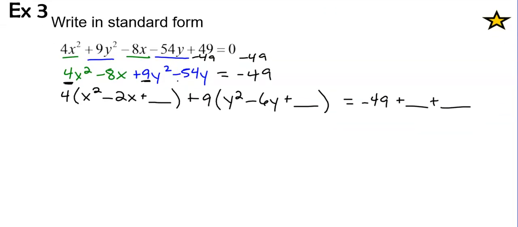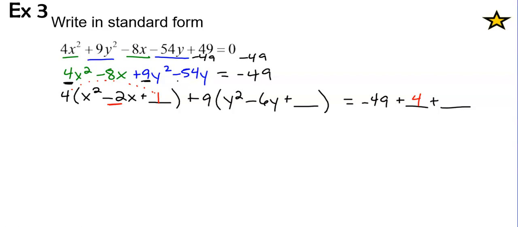Now we're going to take half of this guy, square it, and add it to both sides. So half of -2 is -1. Square it, -1 squared is 1, so add 1. Now be careful, we're not just adding 1 to both sides, because that 1 is being multiplied by a 4. So 4 times 1 is 4. We're actually adding 4 to both sides.